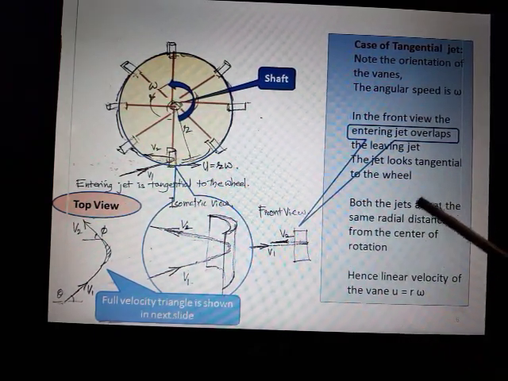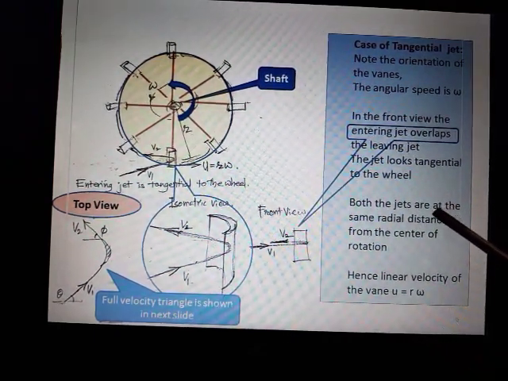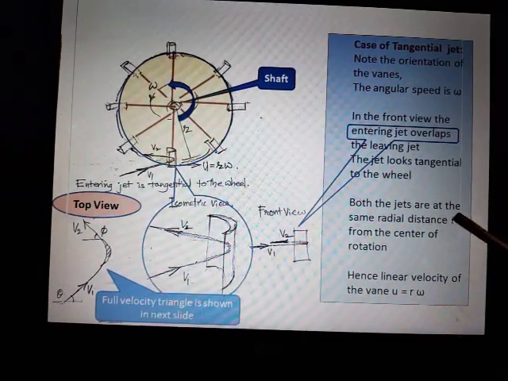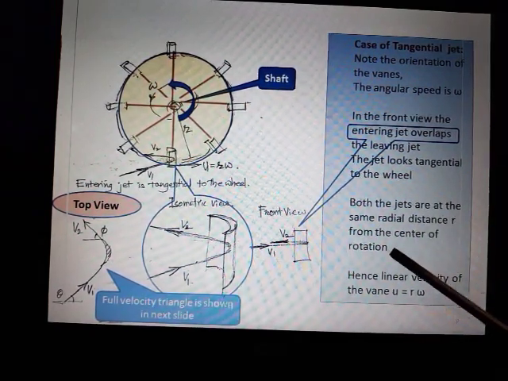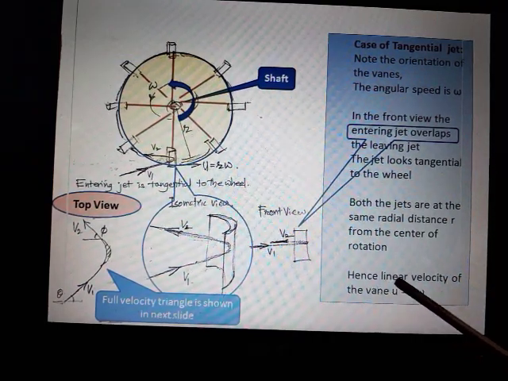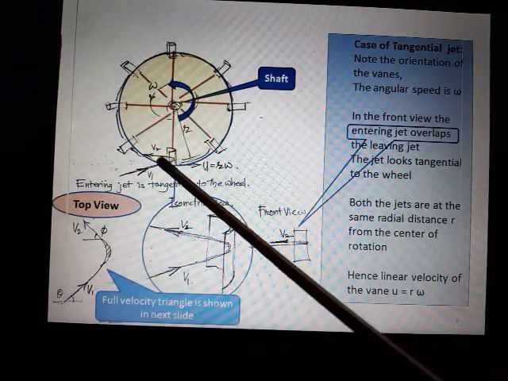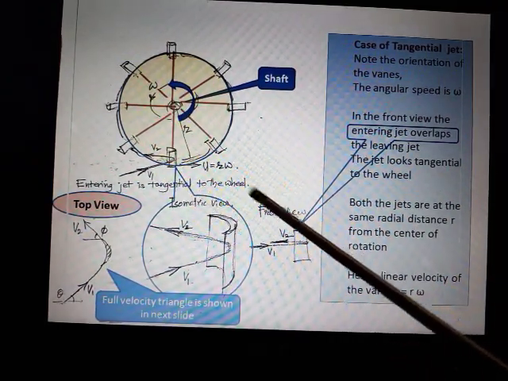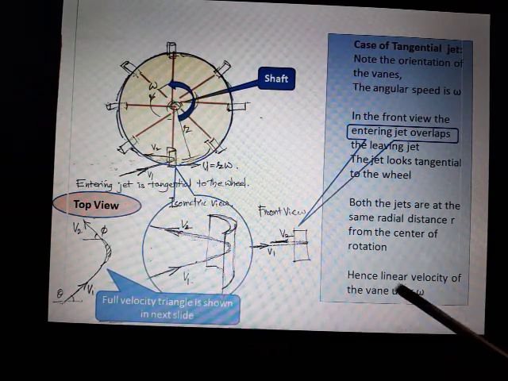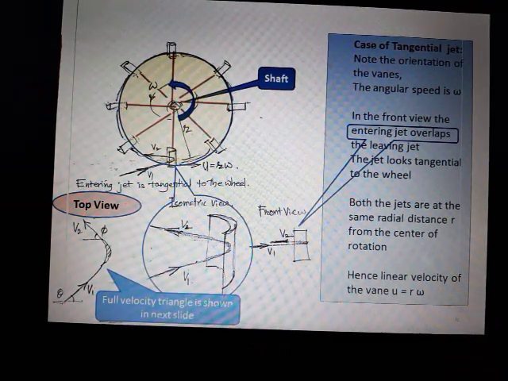Both the jets, that is entry and exit jets, are at the same radial distance r from the center of rotation. Hence, the linear velocity of this point, u, will be given by r omega. U is equal to r omega.